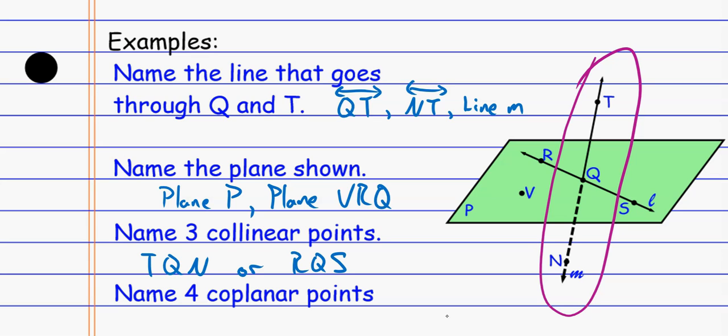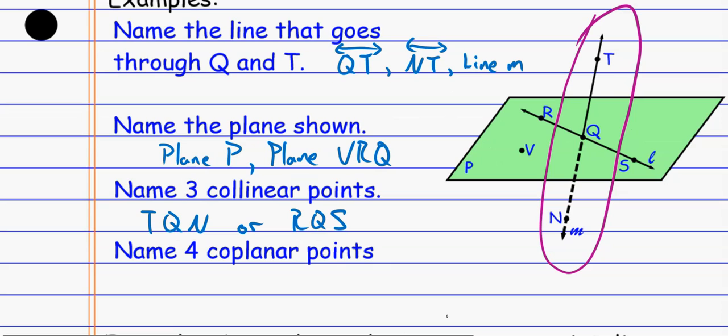Coplanar points would be 4 points that are on the same plane. And so for this one, once again, I would say something like V, R, Q, and S. Even though R, Q, and S are all on the same line, V is also on that same plane. They're on the same flat surface.